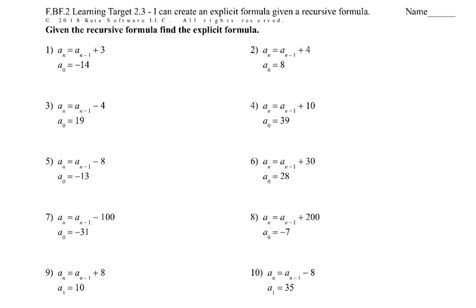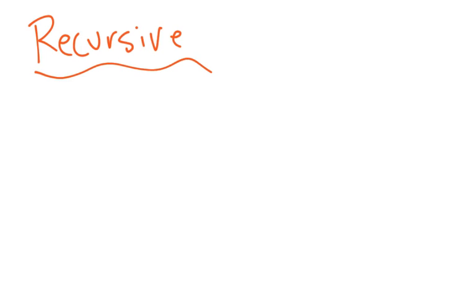FBF.2 Learning Target 2.3. Okay, so now we are going to be taking a look at creating an explicit formula when we have the recursive formula. If you're struggling with creating explicit or recursive by themselves, we have those other learning targets that you can take a look at to make sure you know what you're doing there. So let's now determine what it is about the recursive and the explicit that's the same that we can use.